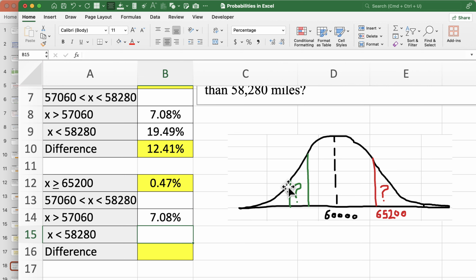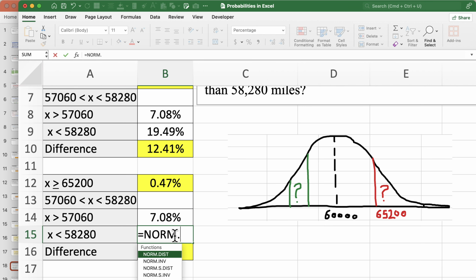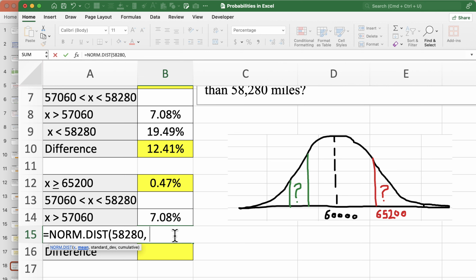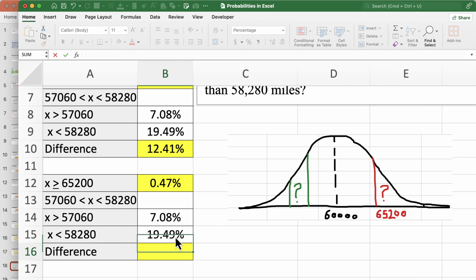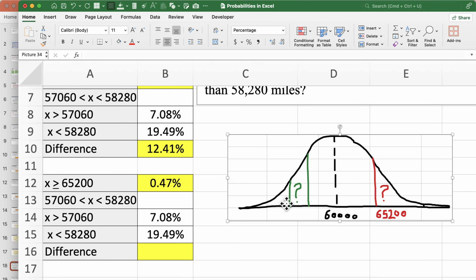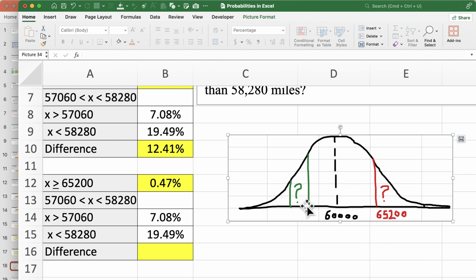In the next step, I will calculate cumulative probability using 58,280, which represents this green line. So that will be NORM.DIST, and then x, the value of x is 58,280, and mean is 60,000, and standard deviation is 2,000, and true, which means yes, we want to do this one. So that is 19.49%, which means the area to the left of this green line, the whole area starting from here to this green line, is 19.49%.